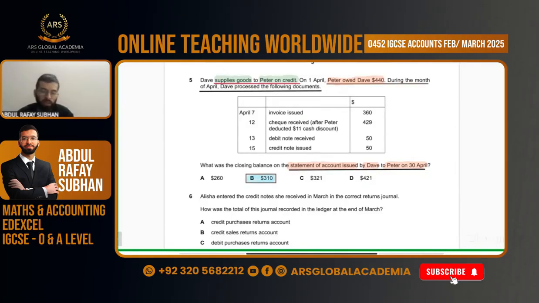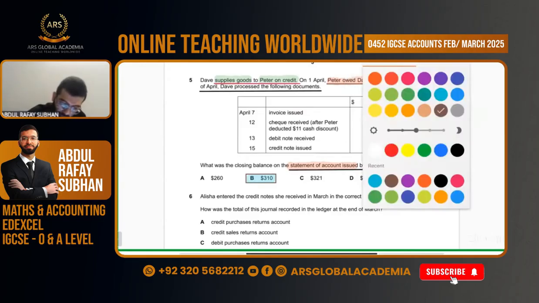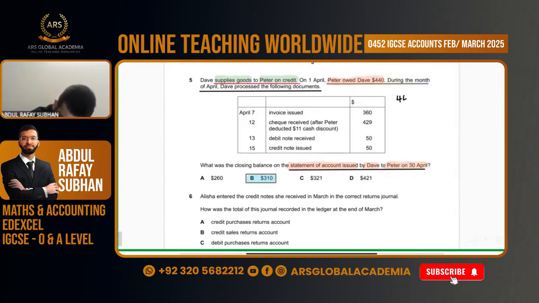Okay, Peter still owes. How did I get this? Students need to understand: 440 plus 360, the further goods that were issued, minus the payments, 429 already paid, $11 discount, and then some goods were returned. So 440 plus 360 minus 429, minus 11 and minus 50 gives us 310. That is the closing balance of the statement of account that will be issued by Dave to Peter. I hope everyone understands.